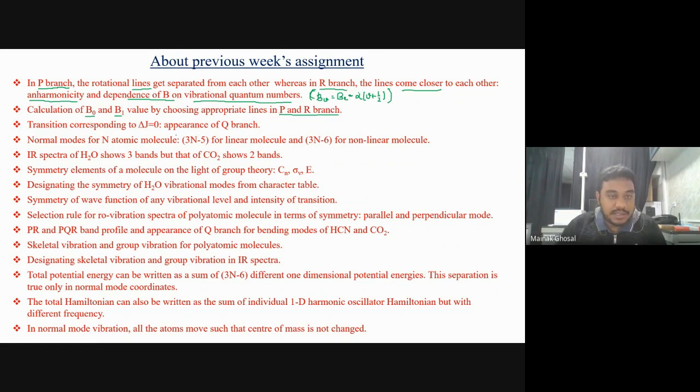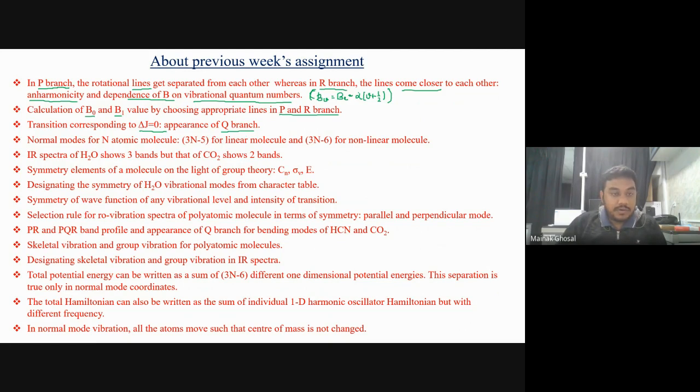Then there was a discussion on the transition corresponding to delta J equal to 0, and the appearance of the Q branch, which was not present earlier. In the earlier cases there was a discussion of the P branch and R branch, but if the delta J equals 0 condition is satisfied, then you can also observe the Q branch.